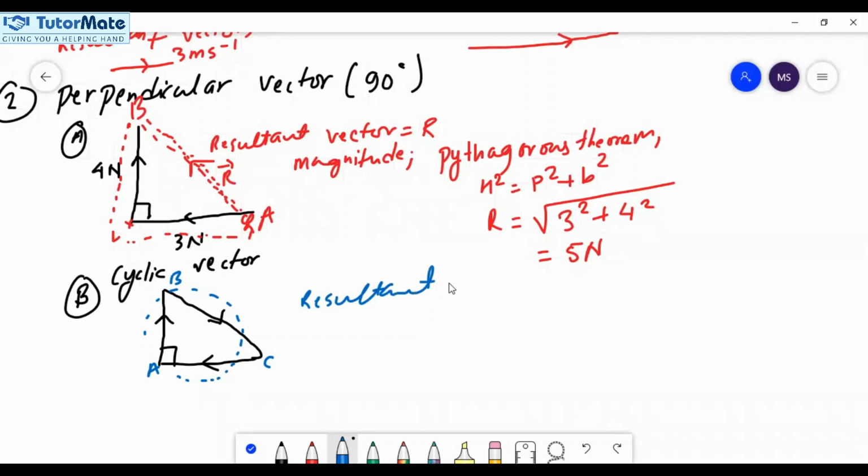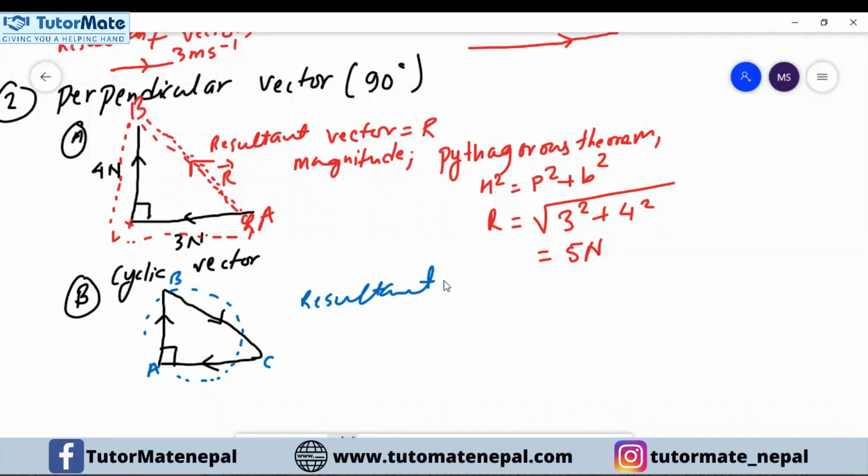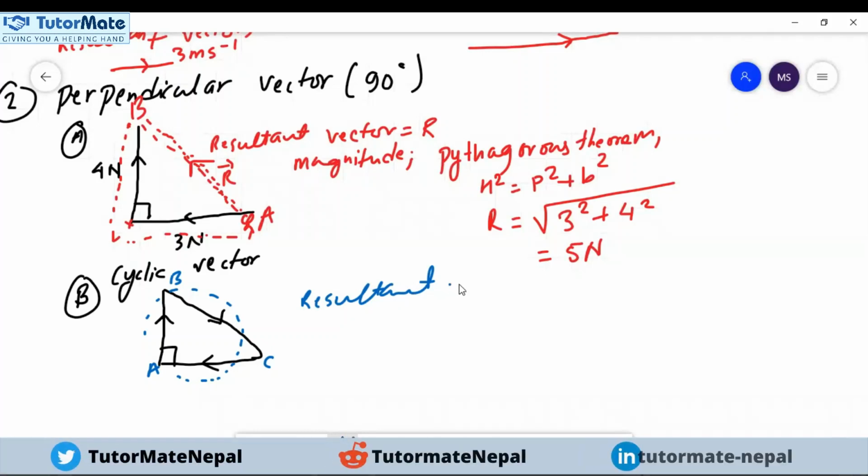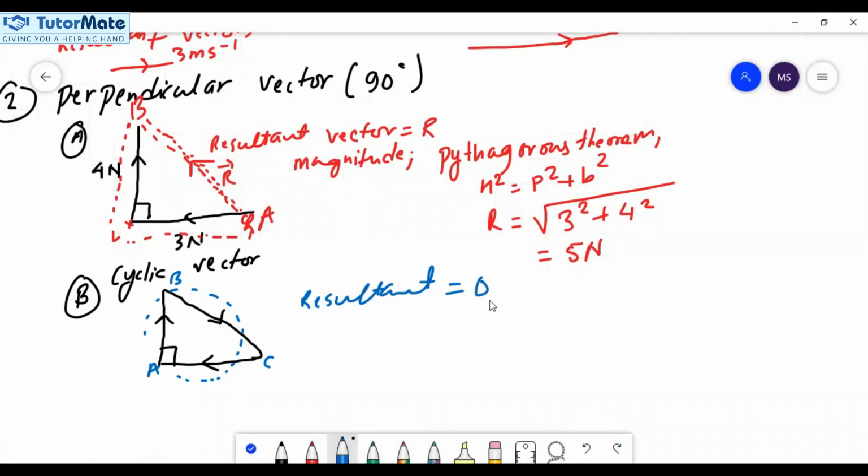Remember that when a person moves from a starting point, for example A, and returns to the same point, which means the starting point equals the ending point, then the resultant would be 0. So the resultant of a cyclic vector would be 0 Newton or 0 meter per second. The unit can be anything, it must be a vector. Since nothing is given here, we will not write any unit, but the resultant value we have is 0.